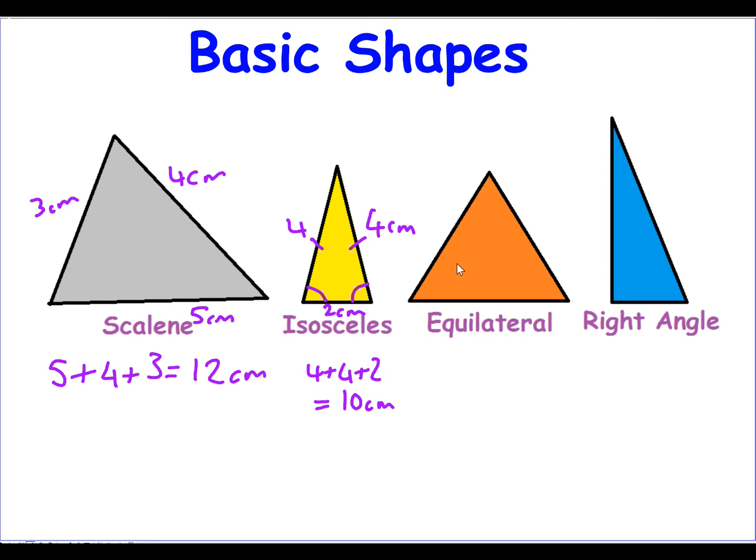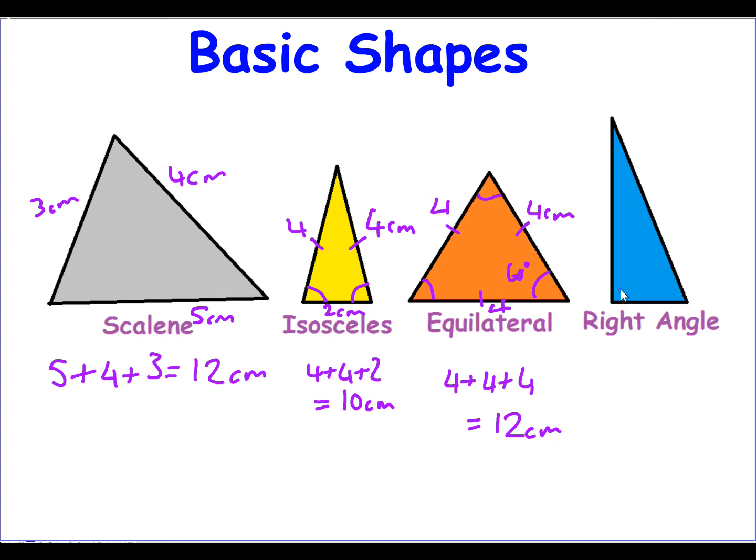The properties of our equilateral triangle are such that all of the sides are the same length and all of the angles are 60 degrees. Now to work out the perimeter, we only need to be given one of the lengths. From that, we know the other two lengths. So if this is 4 centimeters, then the thing that isn't being said is that this and this side are also 4. So our perimeter would be 4 plus 4 plus 4 equals 12 centimeters.